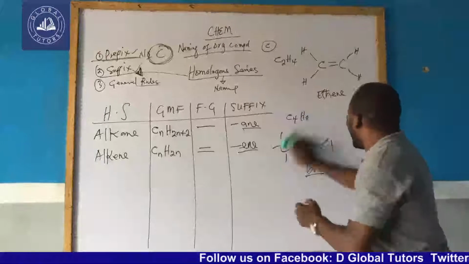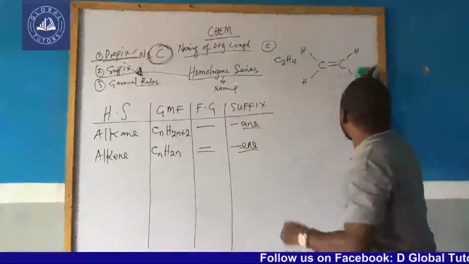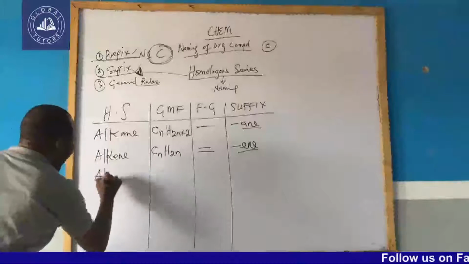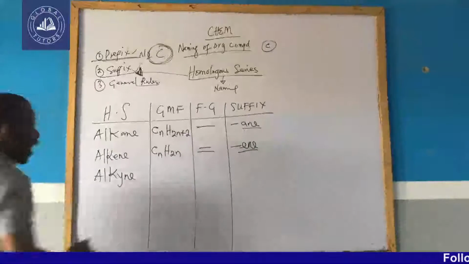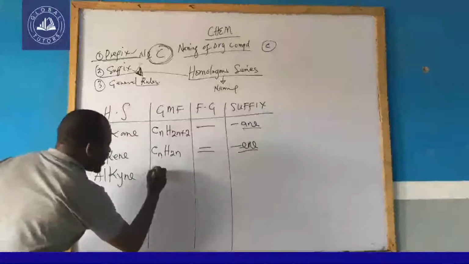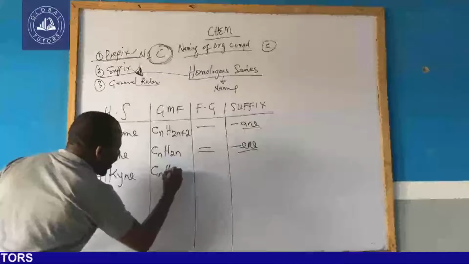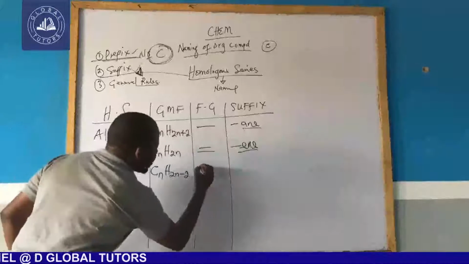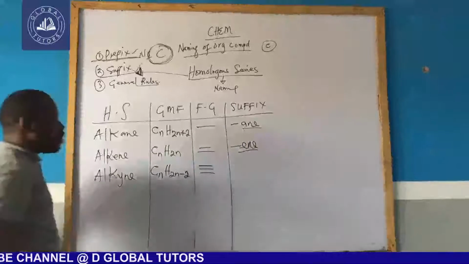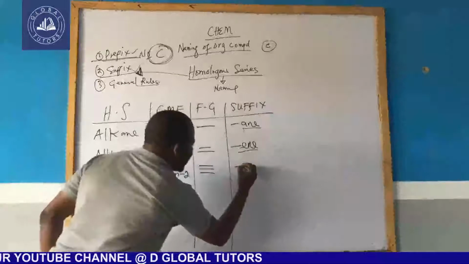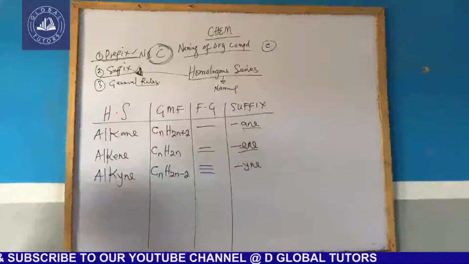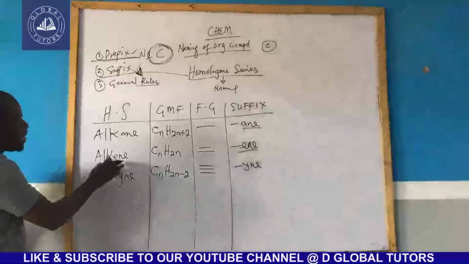That is the alkene homologous series. The number 3 homologous series we will consider is the one we call alkyne. Alkyne has a general formula CnH2n-2, and the functional group is a triple covalent bond. You name them by putting -yne as the suffix.